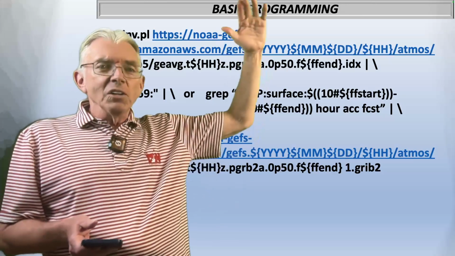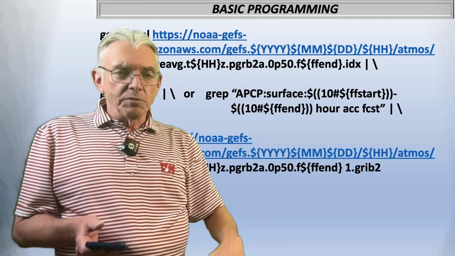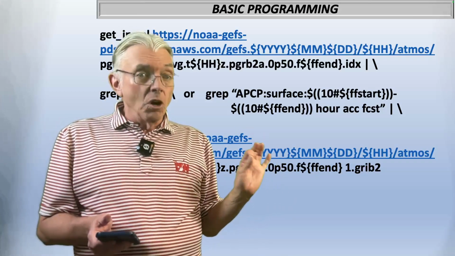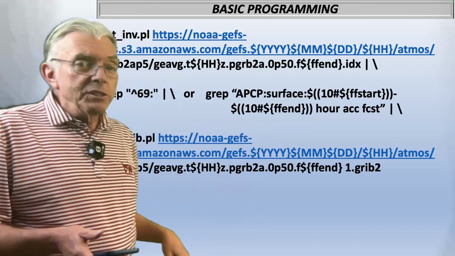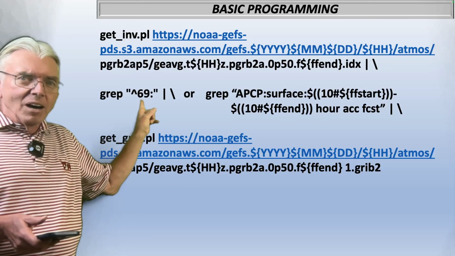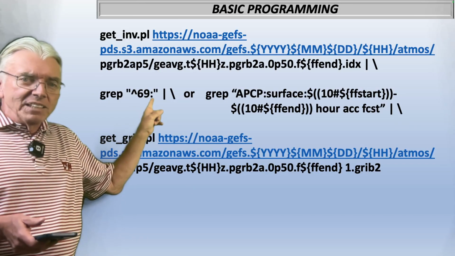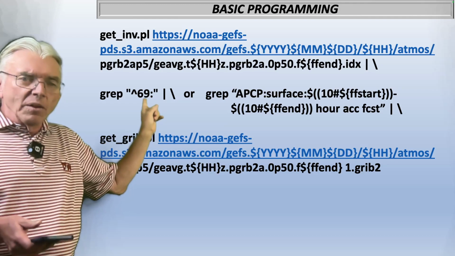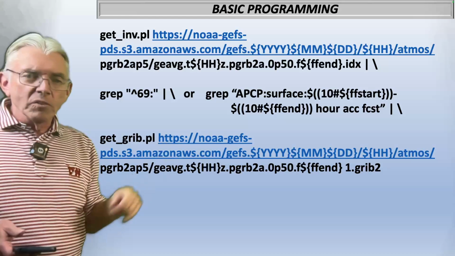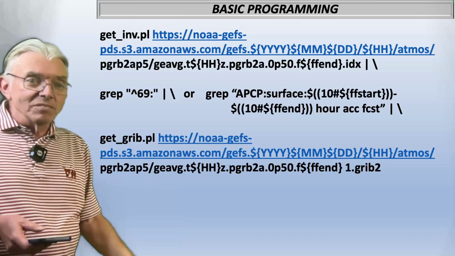So if there are 150 variables in this file, and you know for a fact that the variable you're interested in is always the 69th, then you can do this. You can do grep and then a little up arrow sign there, and 69, which means it will automatically go to the 69th line in the file, and you won't have to worry about all this stuff over here, okay? So that was a nice thing to discover today.